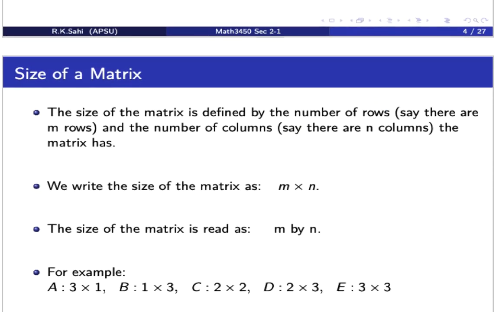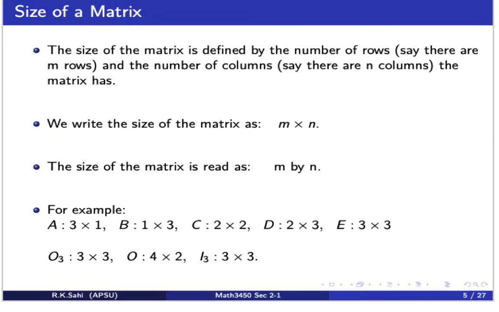The first concept is the size of the matrix. The size of the matrix is very important. It is defined by how many rows and how many columns it has. And we always write the size of the matrix, say there are m rows and n columns, we say m by n. Very important, guys, this multiplication sign is always represented in the matrix world by the word by. It means a matrix has m rows and n columns.